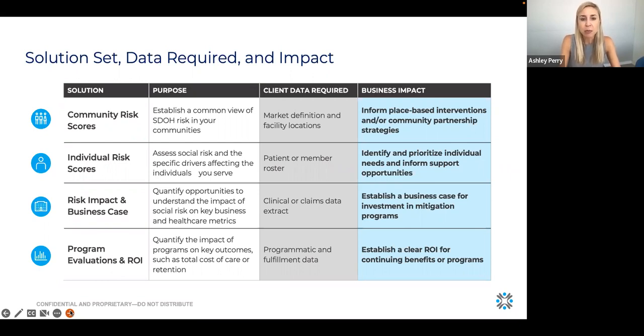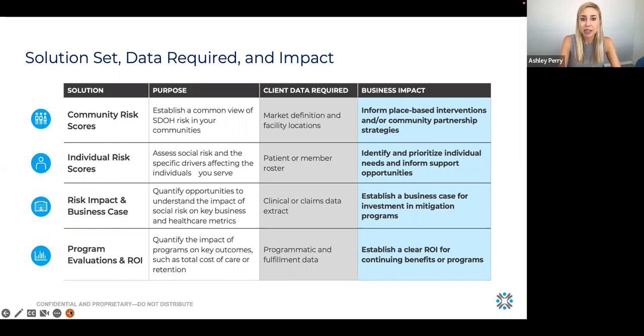All of that is available within the platform to your team without any data required. That allows you to establish that common view of risk across your full market. We can overlay on that specific facility location. So if, for example, you wanted to overlay your provider network, that's something that we can do. But it's really all designed to give you that common view of risk and inform your place-based interventions strategy and your community partnership strategy without requiring any data from your team.